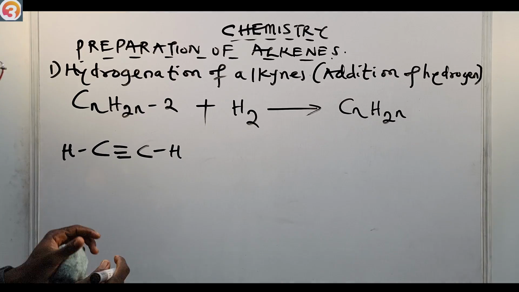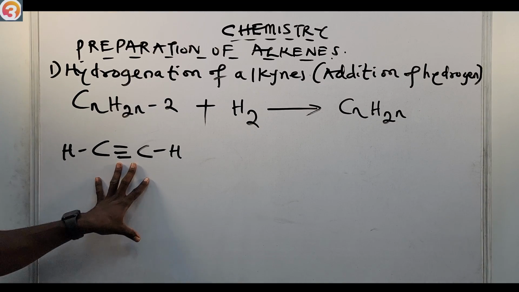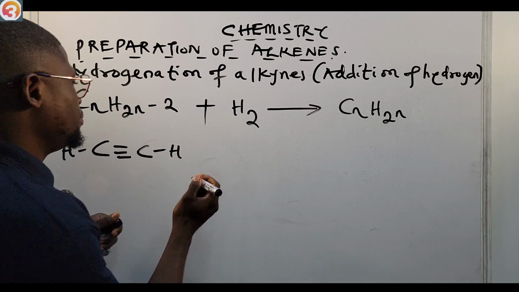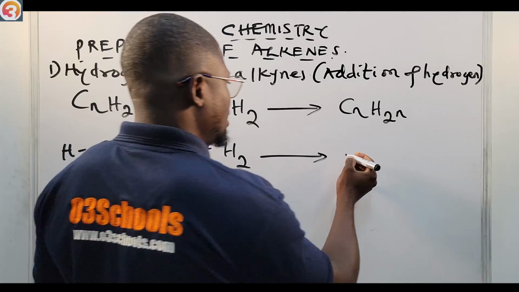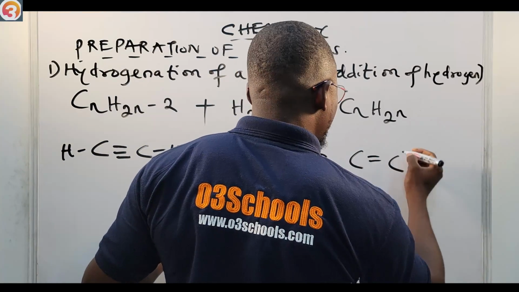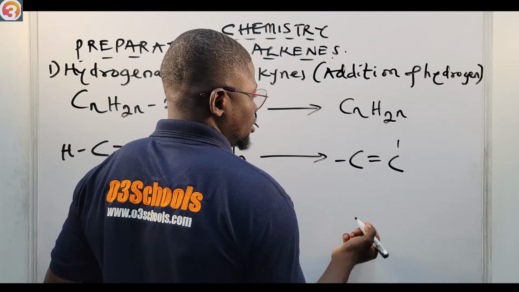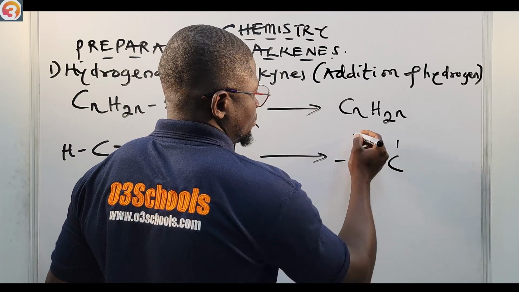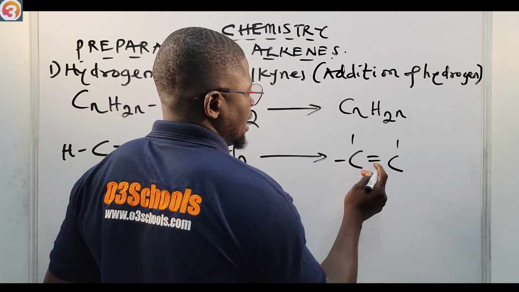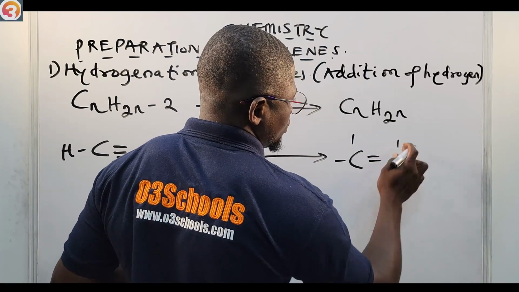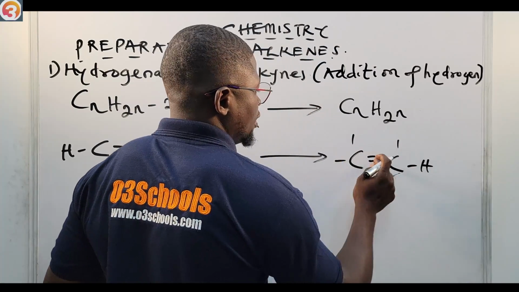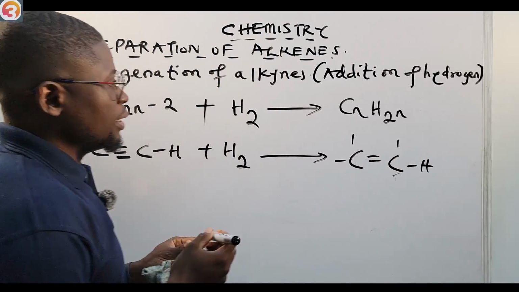So once you hydrogenate an alkyne, like ethyne, plus H2, I'm going to have C double bonded to C. Then of course you complete your structure. This is 1, 2, 3, 4. Then 1, 2, 3. Then 1, 2, 3, 4. So I'm going to have the alkene.